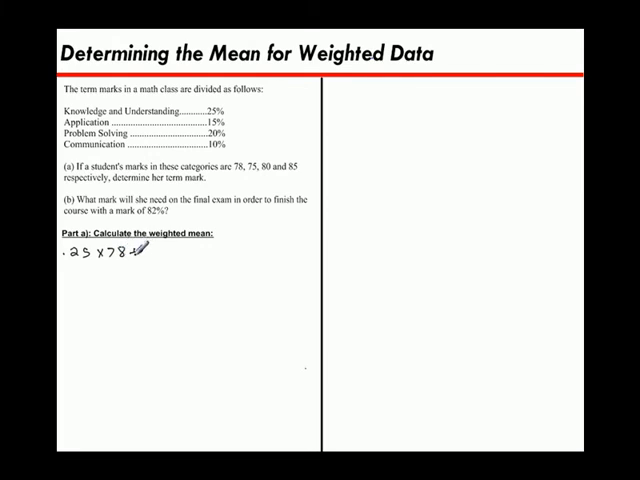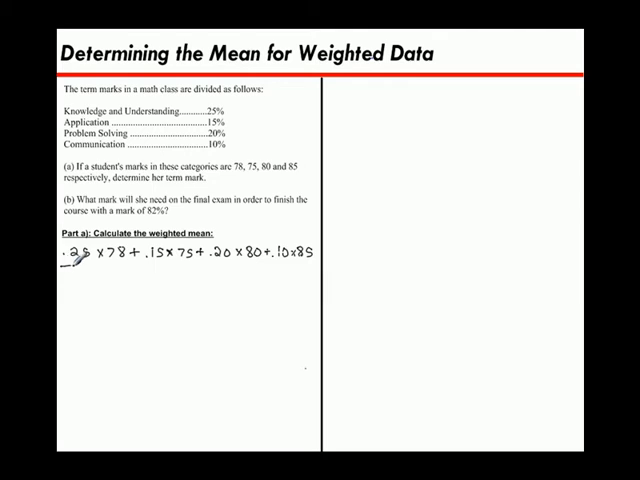Then I will add the next category, which is 0.15. That's the weight for the application section, and her mark in that category was 75. So I'll multiply that by 75. And we'll continue doing that. So finally, we end up with a line that looks like this, where we have her scores in each category, and each time it's multiplied by the weight in that category.